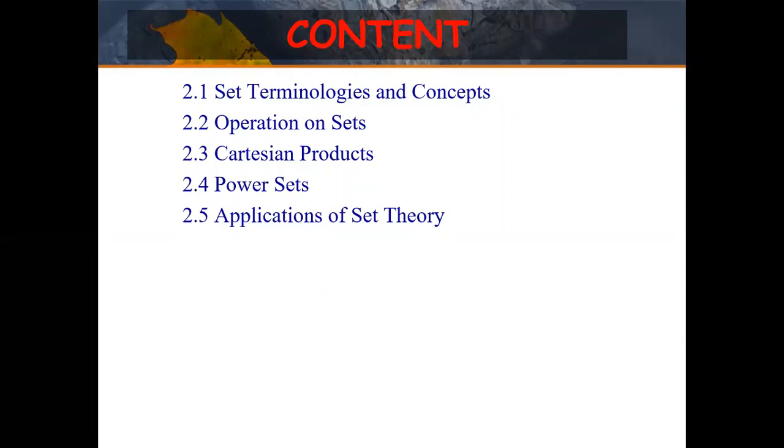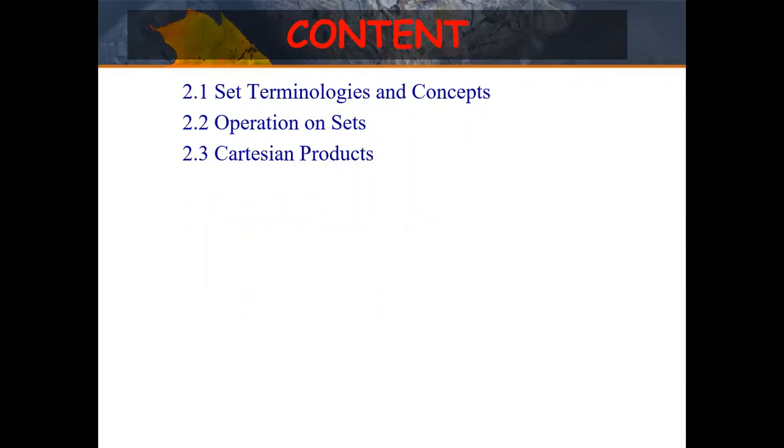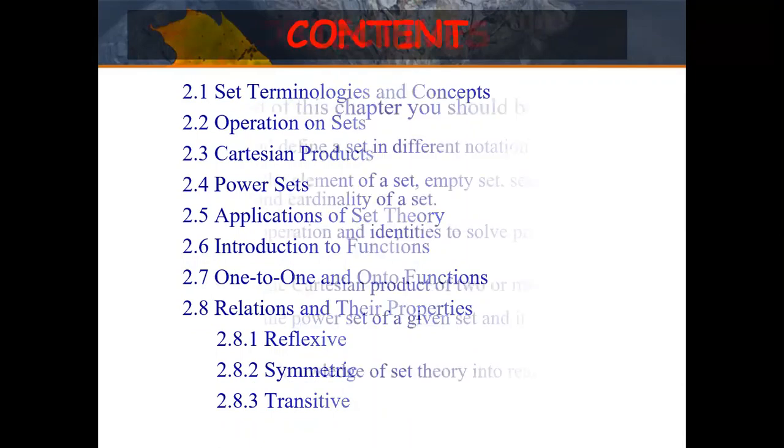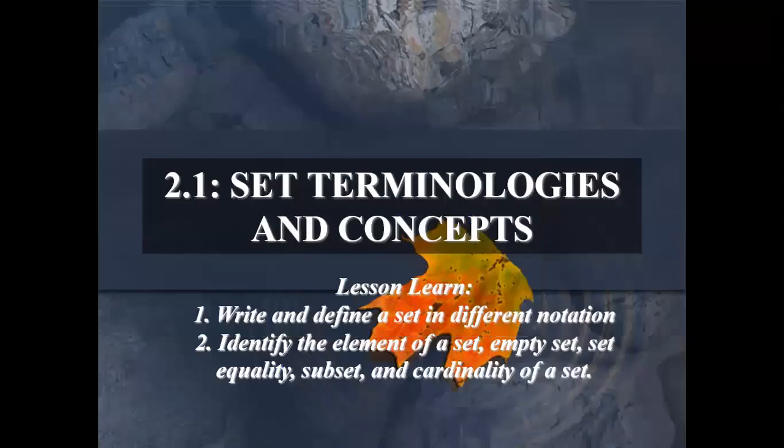But for this week, you have about eight subtopics, 2.1 until 2.8, but for this week you are going to learn until Cartesian products. These are the objectives of this module. So let's see the first subtopic, which is set terminologies and concepts.